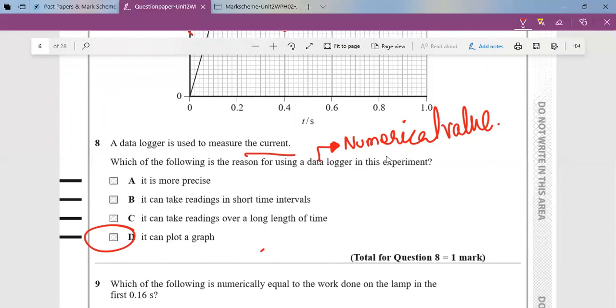But no, wait, that's not the answer. They've given B as the answer. D cannot be correct because a graph can be plotted without using a data logger. Okay, that's also a valid reason.